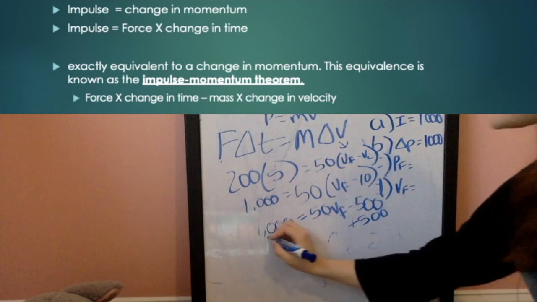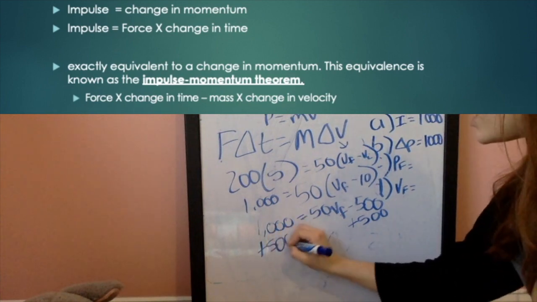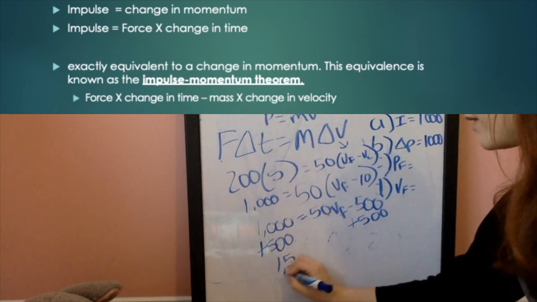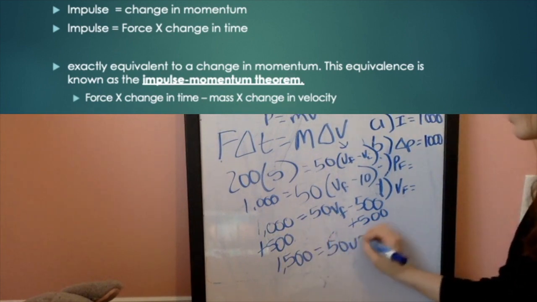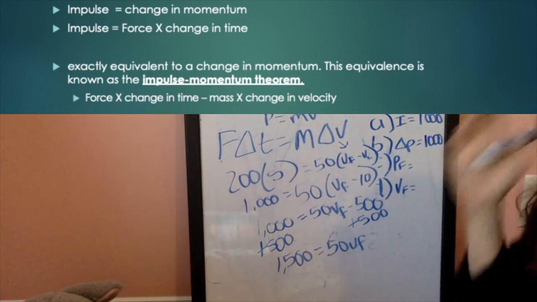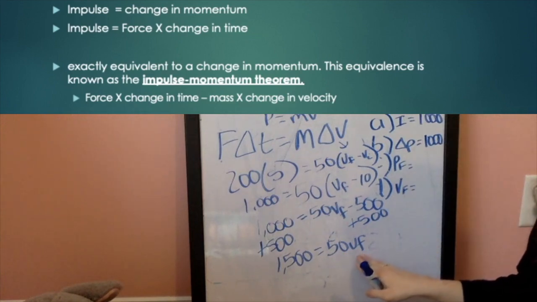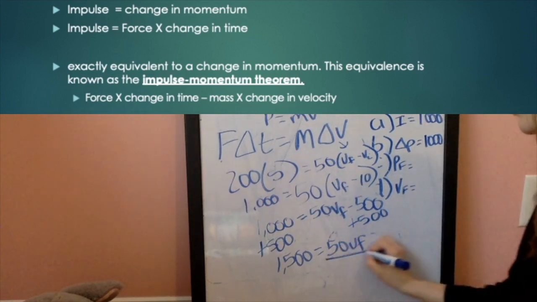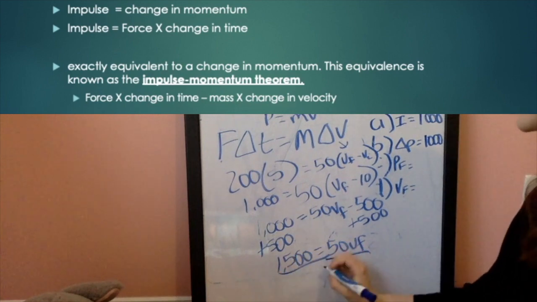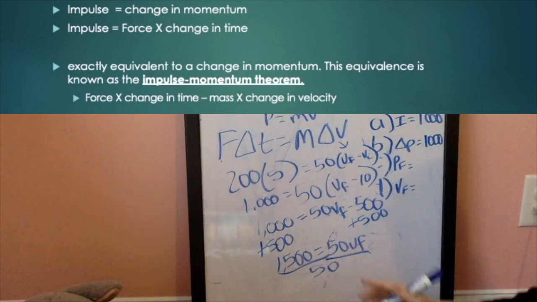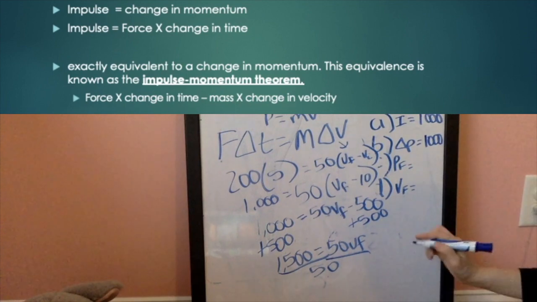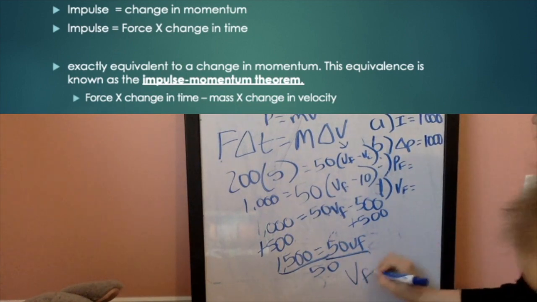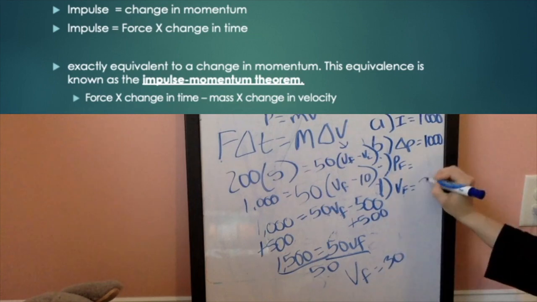Add 500 on both sides, right? Because we want it over here. So now we would have 1,500 equals 50 VF. And in order to get our final velocity by itself, we would have to do what with this 50 on both sides? We would have to divide it. So 1,500 divided by 50 is going to be 30. So our final velocity is equal to 30.